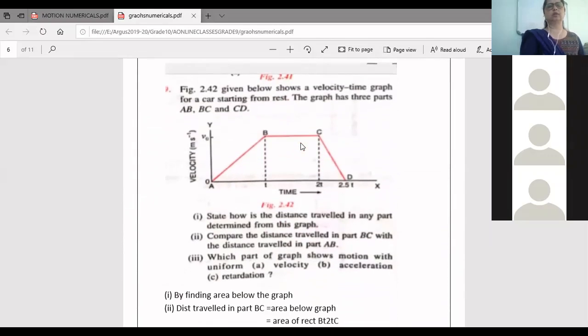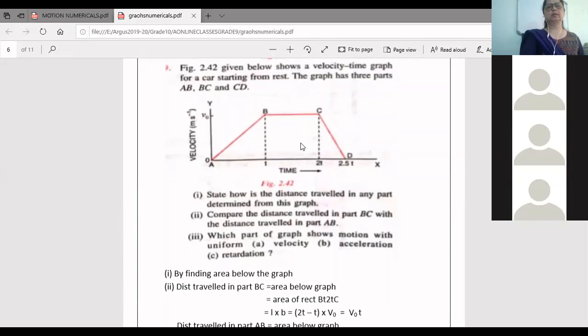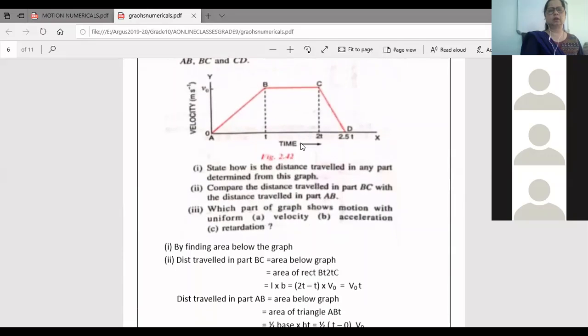This one I wanted to solve, the 9th one. It is not difficult at all. There is a graph that is given, right? Velocity time graph. First question was, how do you calculate the distance? The simple answer is find the area below the graph. You can see the answer that I have written. You have to find the area below the graph.